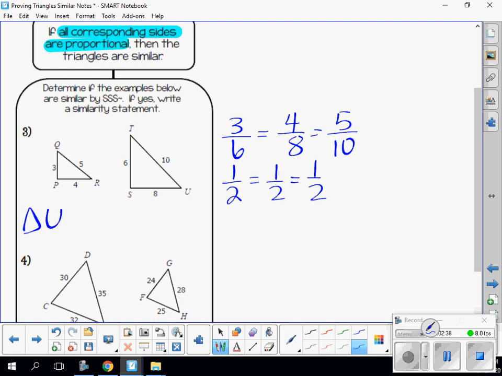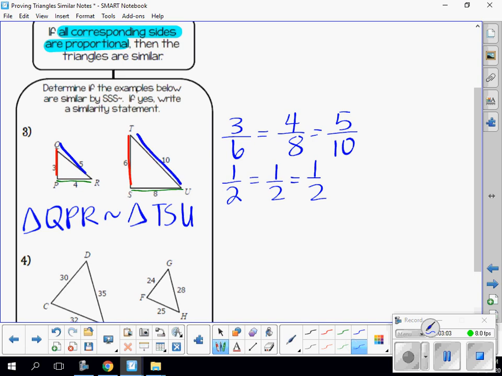If I go Q, P, R, smallest to middle to largest, I need to repeat that. Smallest is TS, middle is SU, and then longest is U to T. And it might help for you to color coordinate. So if I made these both red, these both green, once I pair them up, and then blue, you can trace the colors.